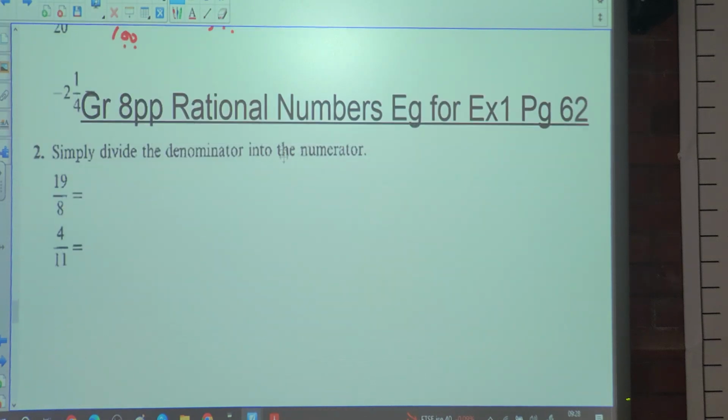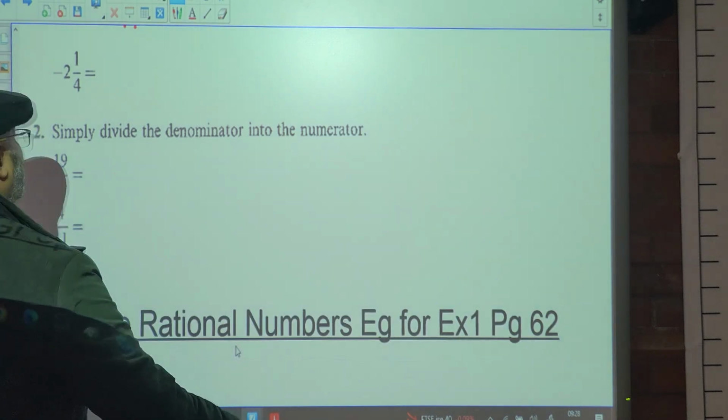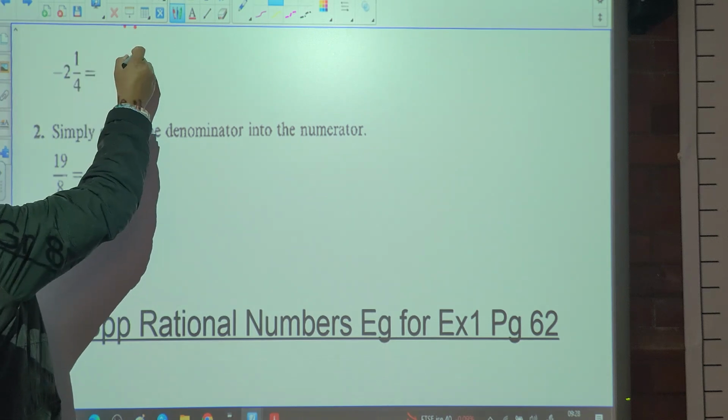Right. Next one, we need to change that to an improper fraction first. It's going to be negative 9 over 4.